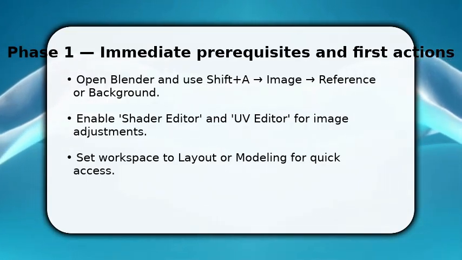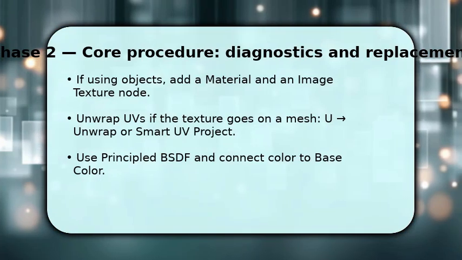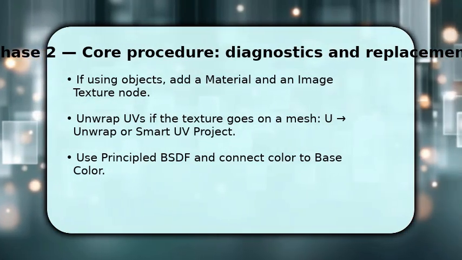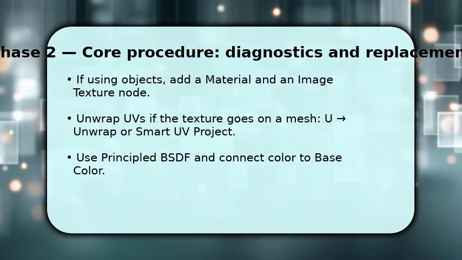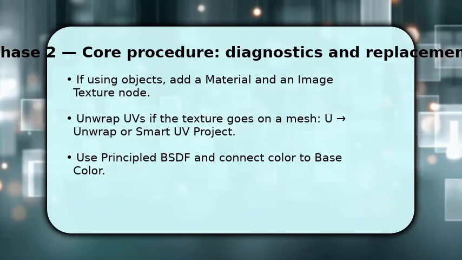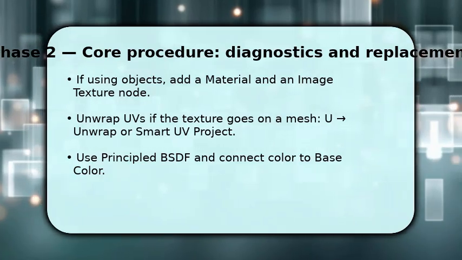Now convert that image into a usable texture on a mesh. Assign a material to the object, open the shader editor, add an image texture node, and load your file. Connect it to the Principled BSDF base color.